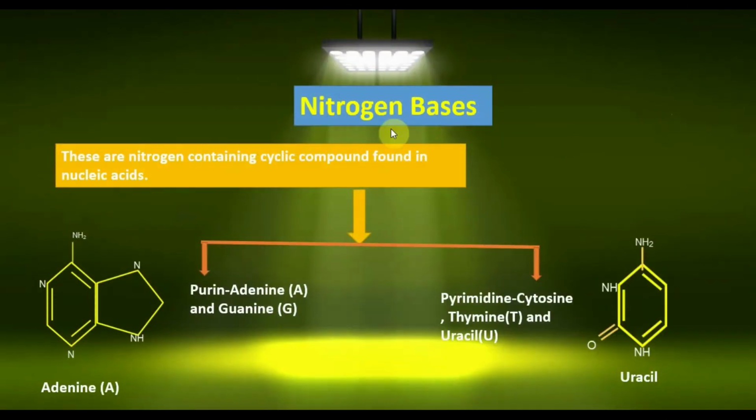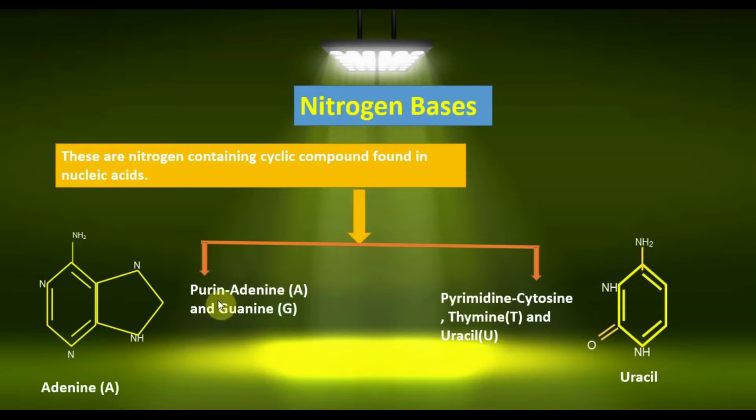Now let us see nitrogen bases. What are nitrogen bases actually? These are nitrogen containing cyclic compounds found in the nucleic acids. Nucleic acid means DNA and RNA. Both DNA and RNA have cyclic compounds containing nitrogen, known as nitrogen bases. These nitrogen bases are classified into two types, that is purine and pyrimidine.